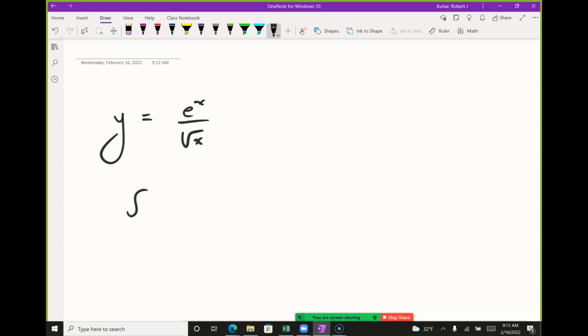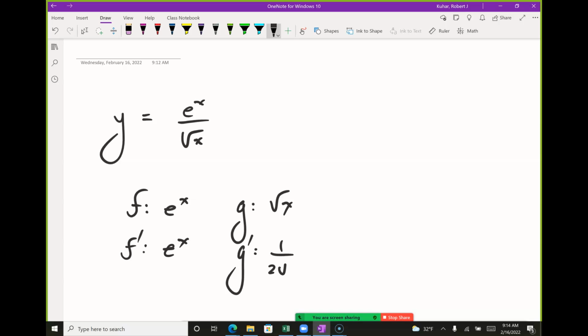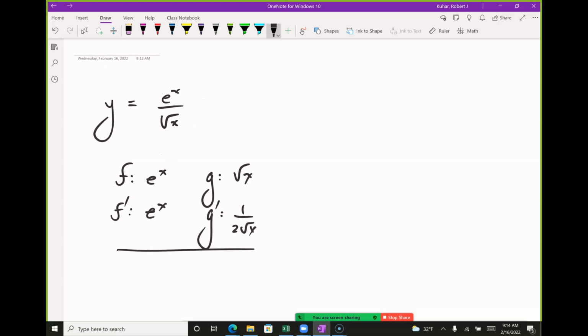So here we go. Upstairs function is e to the x. Derivative e to the x. Oh, I like that one. Downstairs function is square root of x. Derivative, hopefully memorized, is 1 over 2 square roots of x. And then I need to take that and divide by the downstairs squared, right? Which is square root of x squared, or just x.